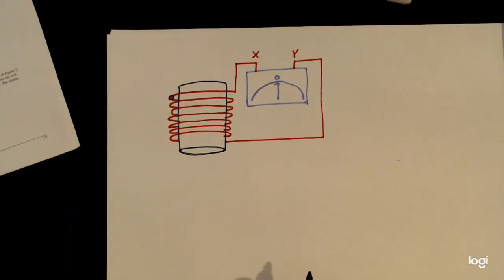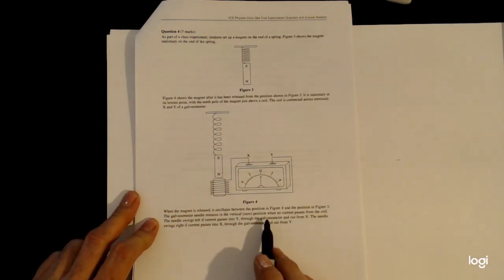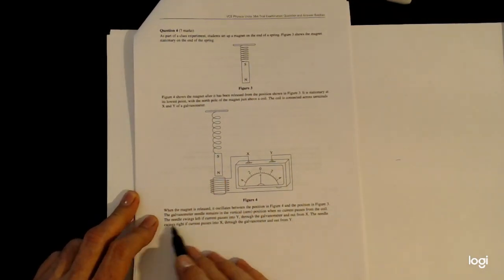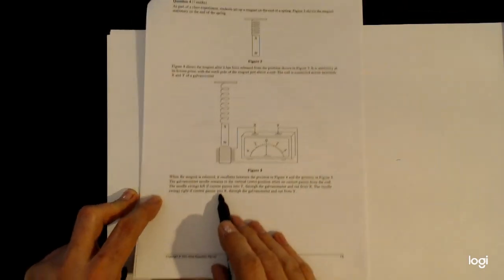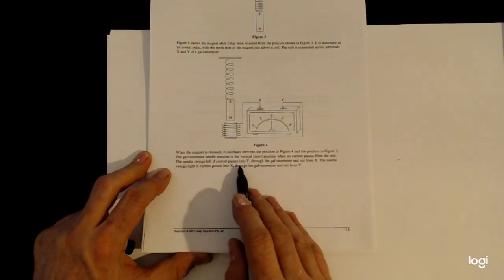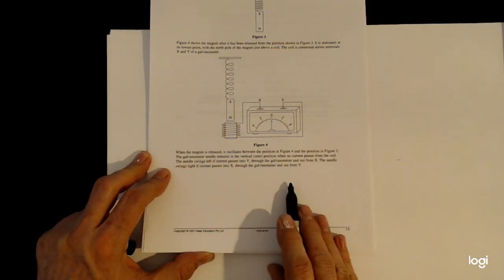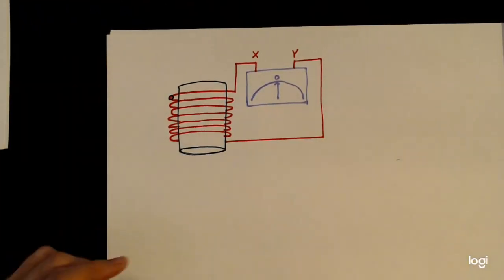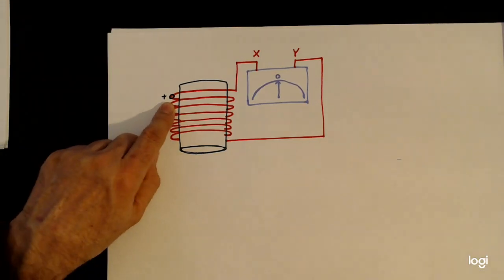Now, because this question is talking about current, right? The needle swings left if current passes into Y through the galvanometer, and so on. It's not saying if electrons pass that way. We're talking about positive current, so we're going to be going right hand. So we're assuming that that thing is a positive thing that's going to move.